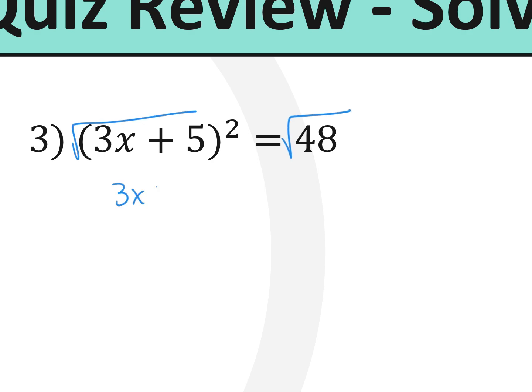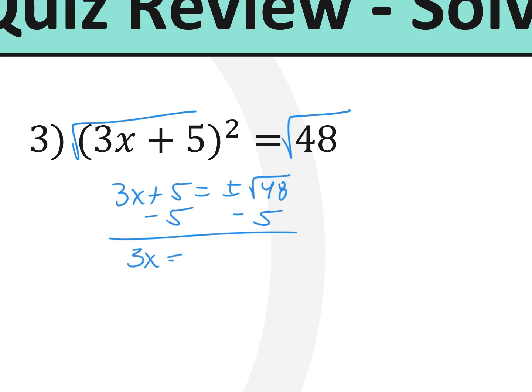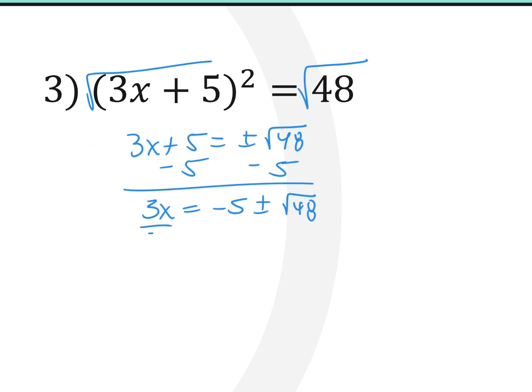So I have 3x plus 5 equals plus or minus the square root of 48. I'm going to subtract 5 from both sides. So 3x equals negative 5 plus or minus the square root of 48. Then what? Divide by 3. Good. So x equals negative 5 plus or minus the square root of 48 over 3.